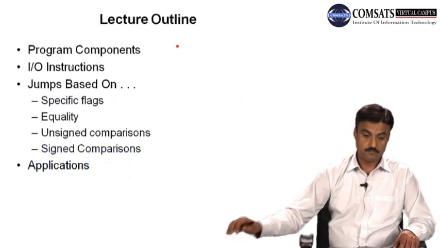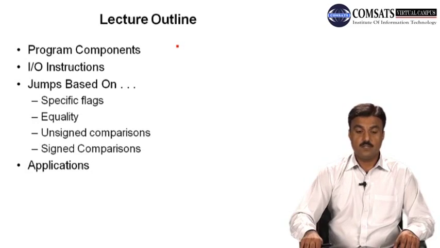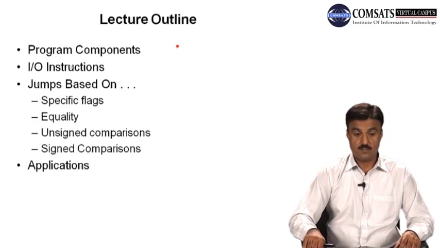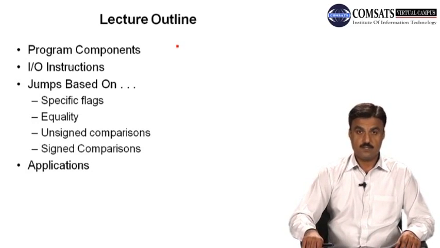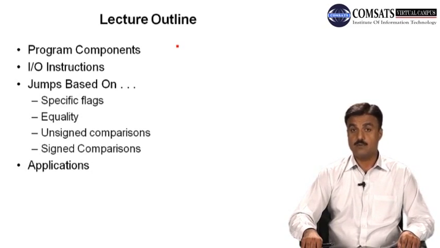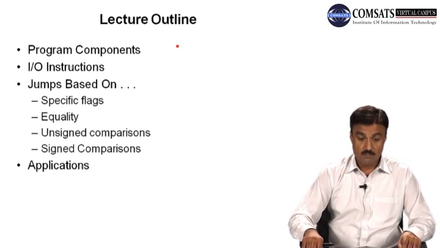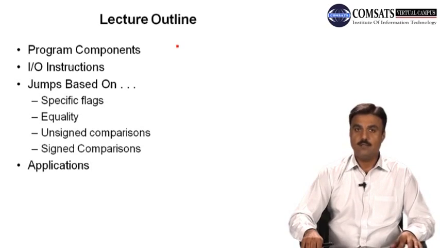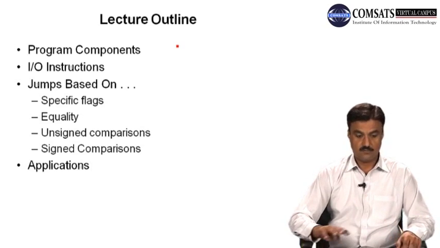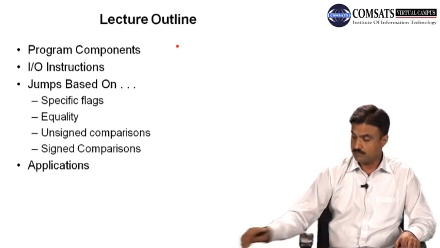Now we will start with this lecture. This is the outline of the topics that we will discuss during lecture number 18. The outline includes program components. What are the program components? Then we will discuss the IO instructions, then the jump or conditional jump instruction. For this conditional jump instruction, there are different categories based on the flags, based on equality, and based on signed comparison and unsigned comparison, and then in the end we will see some applications of these jump instructions and so on.